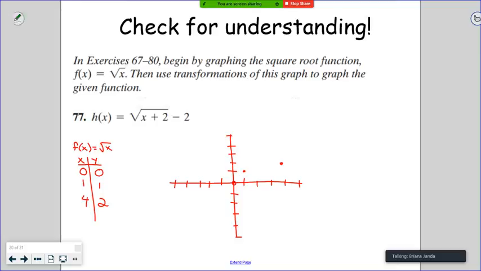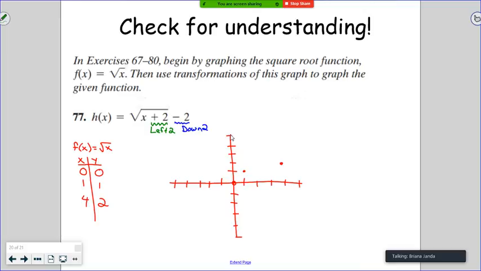Our transformations that are happening, and again, this is a combination here. I do both of these. +2 on the inside is the one that's going to catch us. Slow down. Inside, we have to think opposite. We should have moved left 2. This one right here is outside my function. That one moves the way I think it should, down 2.